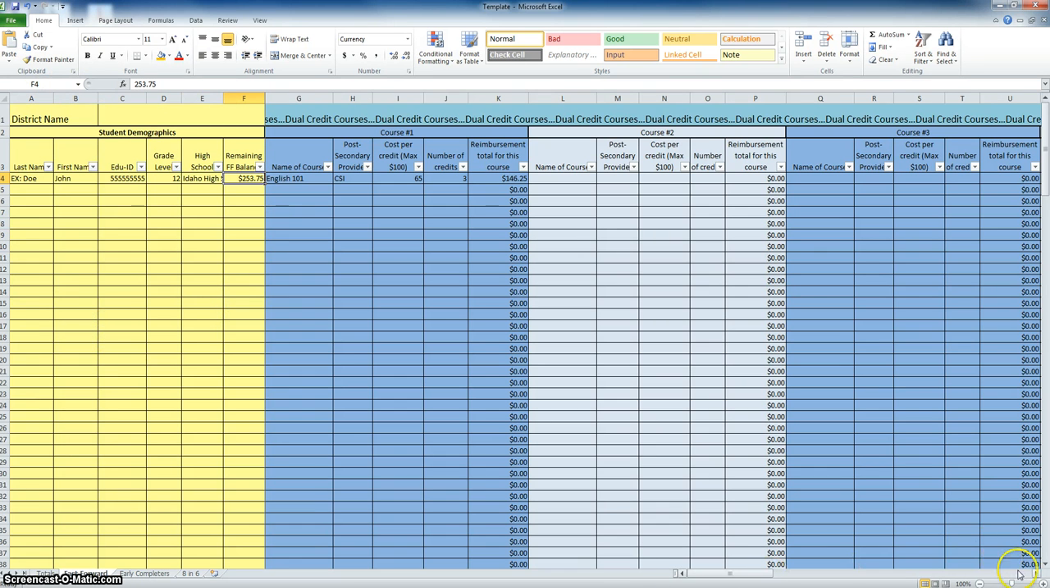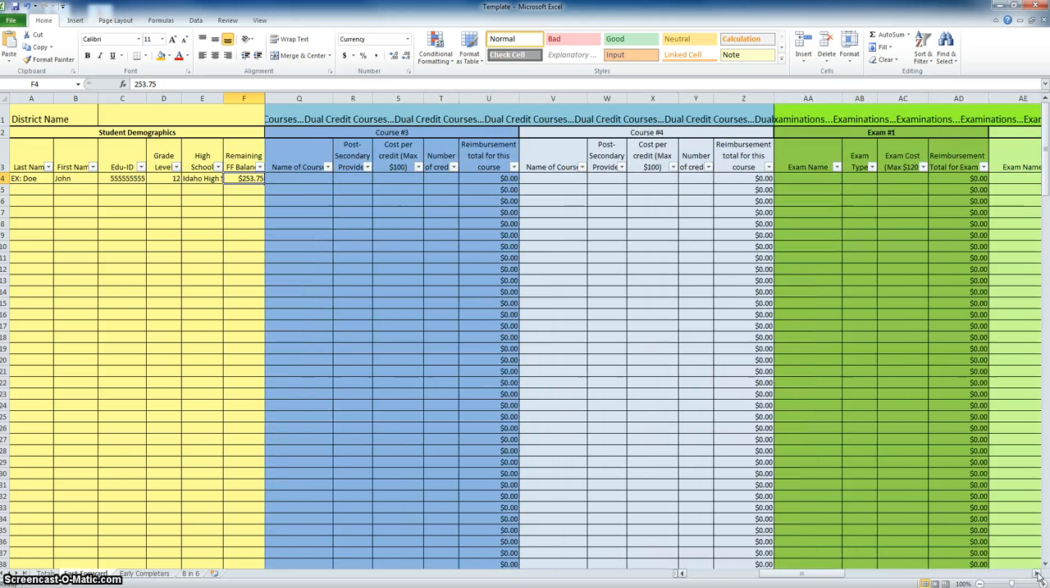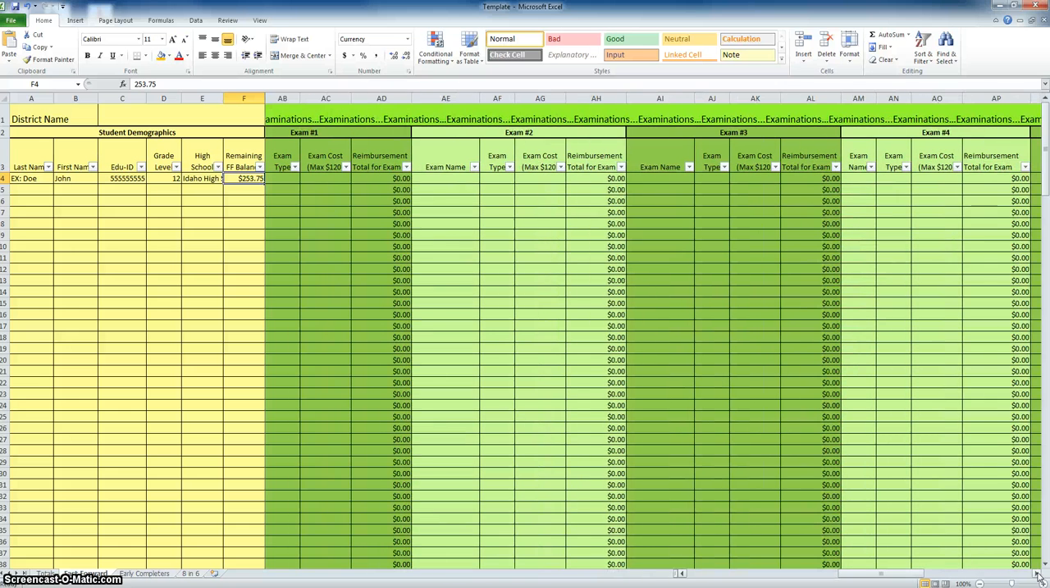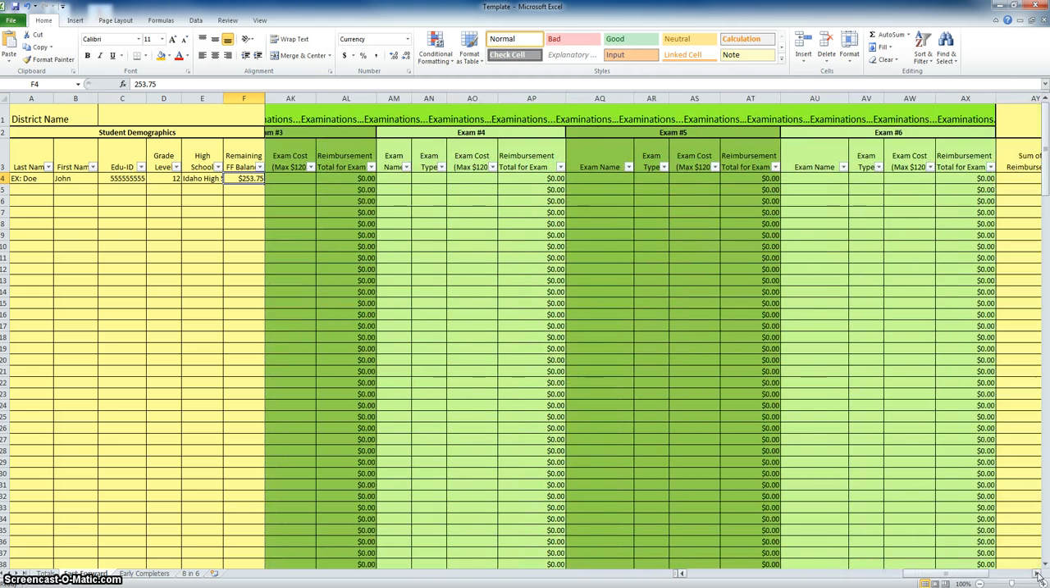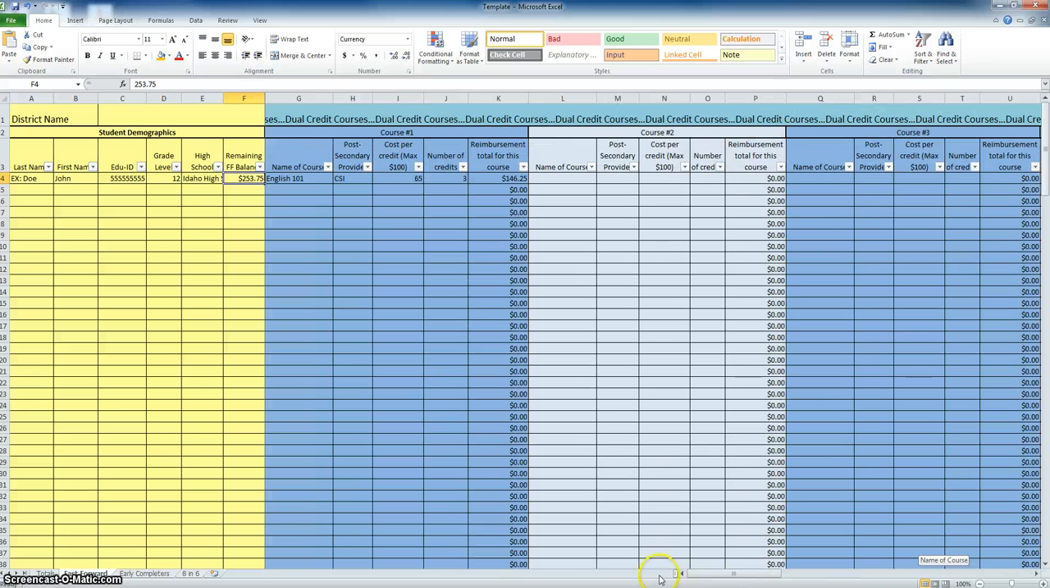The second section, that is in various shades of blue, is to report dual credit courses. The third section, which is in various shades of green, is to report exam activity. And the last section here is a summary of all the reimbursements that were reported in the other sections.